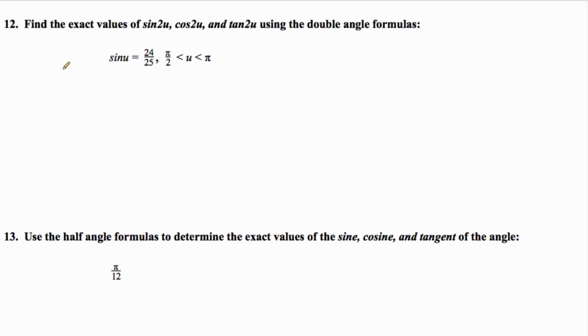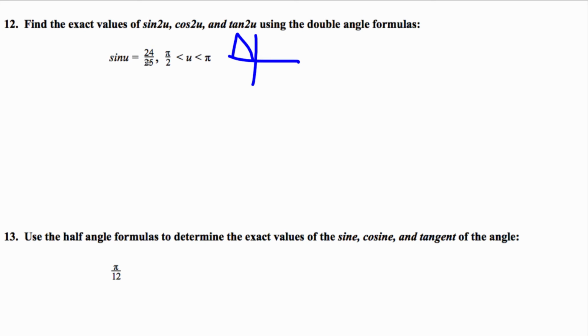Taking a look at number 12, we're asked to find the exact values of the sine of 2u, cosine of 2u, and the tangent of 2u using our double angle formulas. So we're told that the sine of u is 24 over 25, and that our angle u is somewhere between pi over 2 and pi. So I'm going to use that information to draw out a picture. Since our angle is between pi over 2 and pi, that means it has to be in the second quadrant.